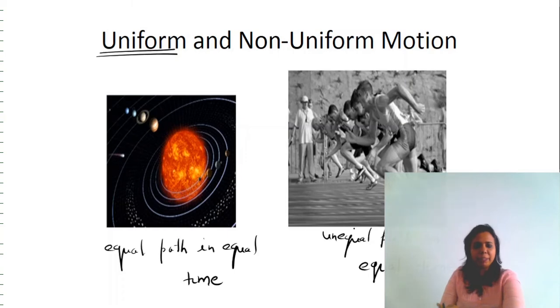Again I am repeating, what is uniform motion? If I cover an equal path in equal time intervals, that is called uniform motion. But if I talk about non-uniform motion, that means we are covering unequal paths in equal time intervals. Okay, this is the difference between uniform and non-uniform motion.